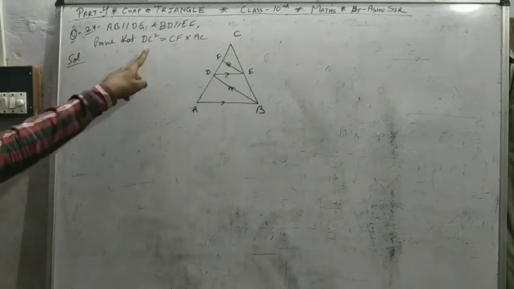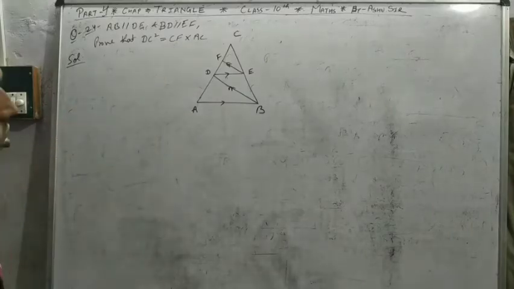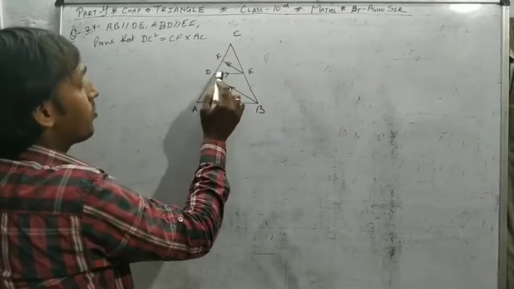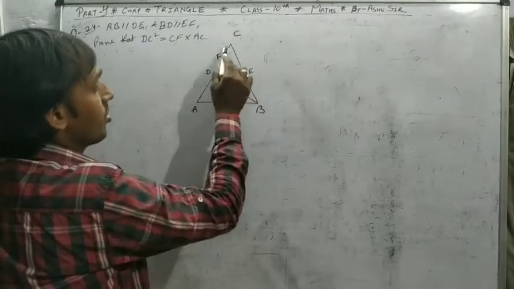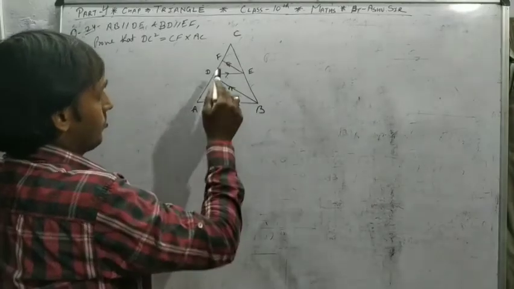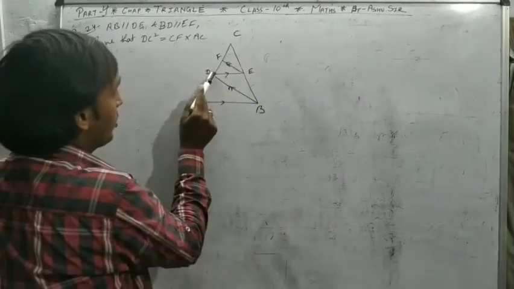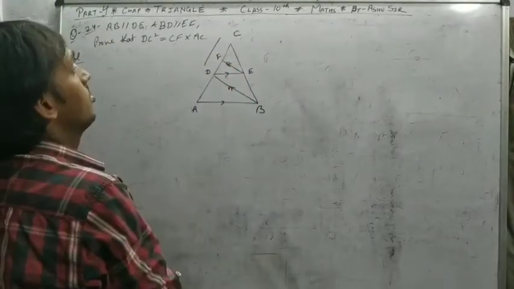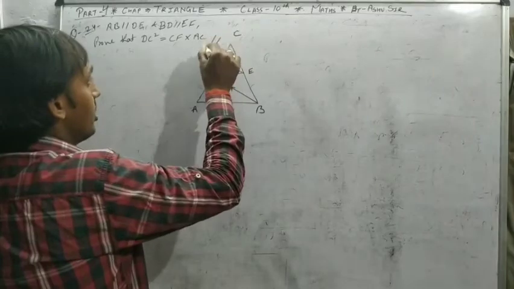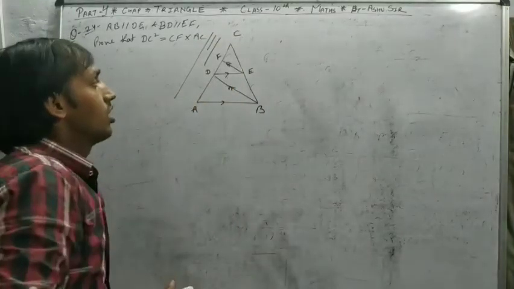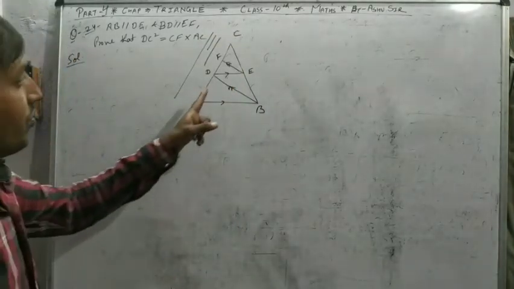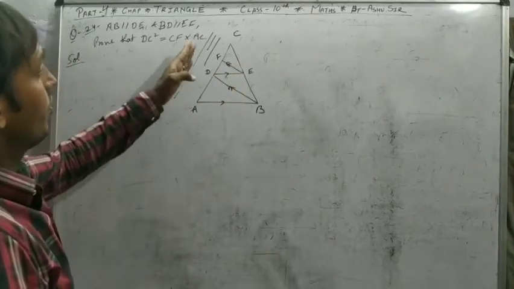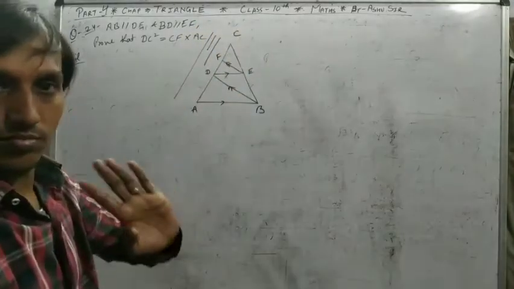If I say DC square is equal to CF into AC, so where is DC? This. DC is the part of this triangle. DC, CF this and AC this. Means we take both parallel lines and use BPT from left and right.